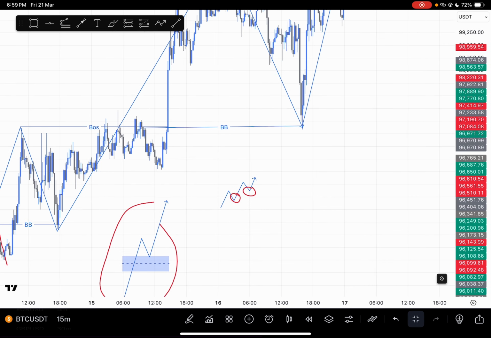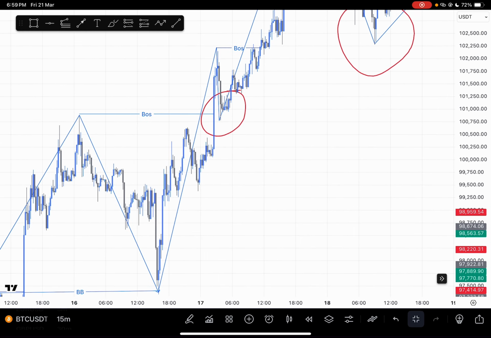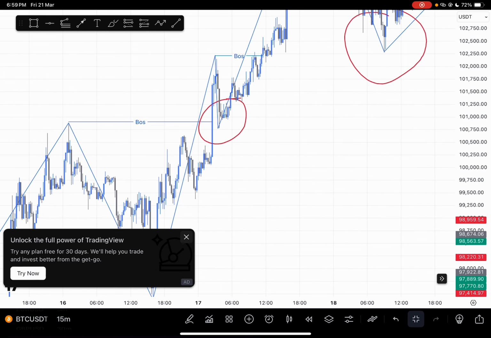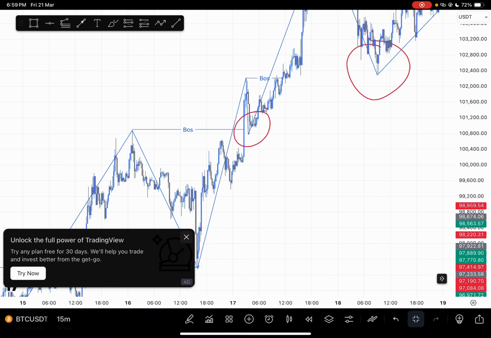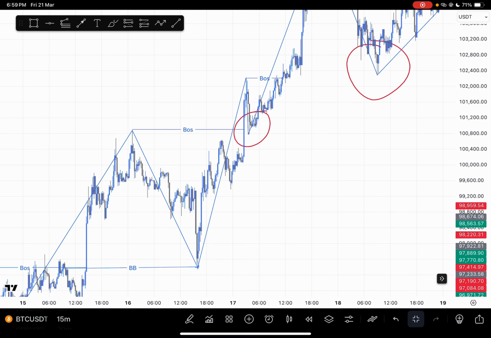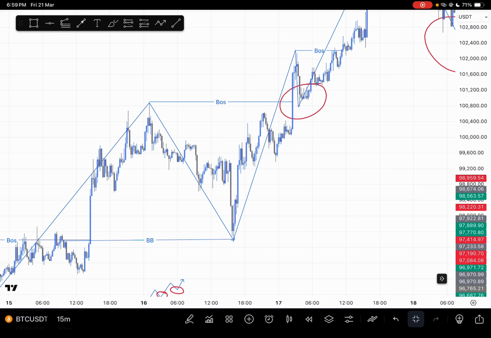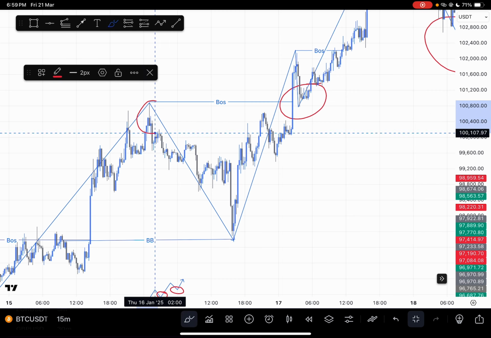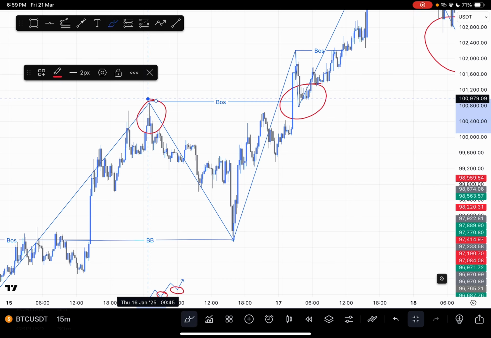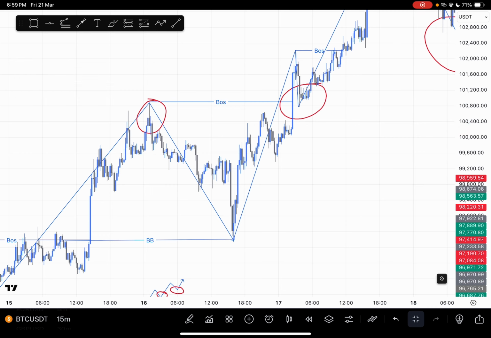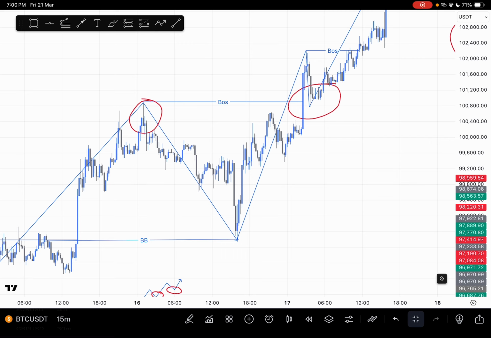Now you see price tapped from this point and pushed to the upside again. After this movement to the upside, what should you look for next? You should look for a breaker block or an order block. So where can you spot the breaker block? From this point here, you can clearly see the breaker block here. If you recall from the previous video, the types of breaker block, you can clearly see the breaker block there.